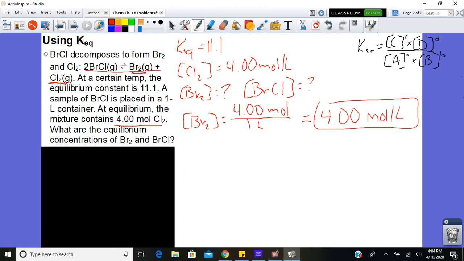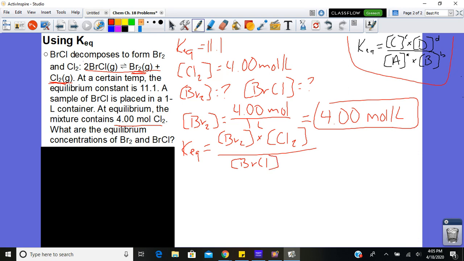To find bromine chloride, we need to use our equilibrium expression. So that's this up here that I've already written down. Only let's write it, instead of in their general form, let's write it for this equation. So we have KEQ, that would be our concentration of bromine as my first product, times the concentration of chlorine as my second product, over the concentration of bromine chloride, and my coefficient is 2, so it's to the second power. I don't have any other reactants, so this right here is my equilibrium expression for this equation.